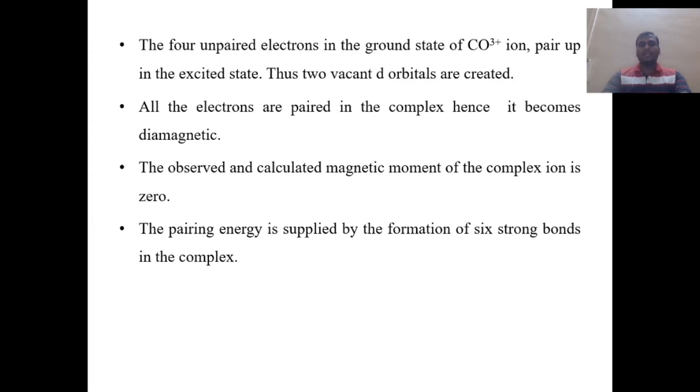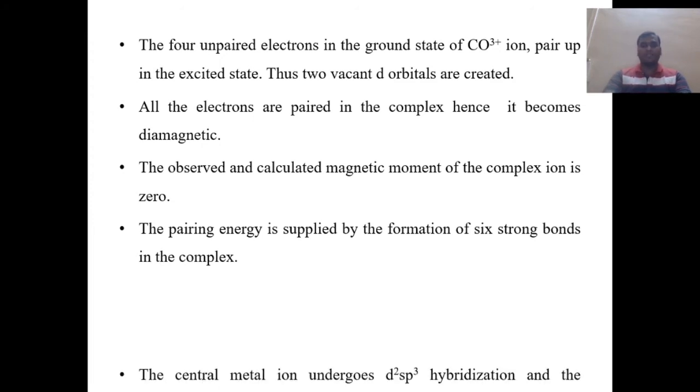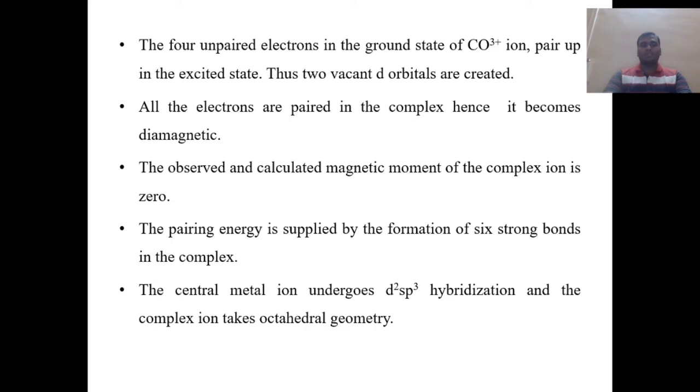So the pairing energy is supplied by formation of 6 strong bonds in the complex. So the central metal ion undergoes d2sp3 hybridization and the complex ion takes octahedral geometry. So this is how the complex gets formed, how the d2sp3 hybridization takes place, and how the complex is diamagnetic. Here in this case we have explained. Okay.